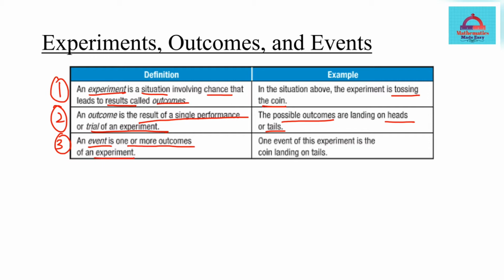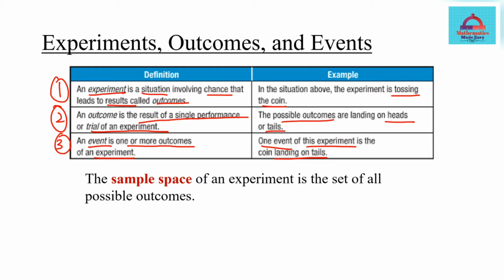So for example, out of this experiment where you are tossing a coin, you know that the total number of possible outcomes will be 2, which are head and tail. And out of that, if we select one event, a particular event whose probability we need to find, then that one event of the experiment will be the event that we are considering here. For example, we want to find the probability that on tossing of that coin we are going to get a tail. So the coin getting the tail is an event.